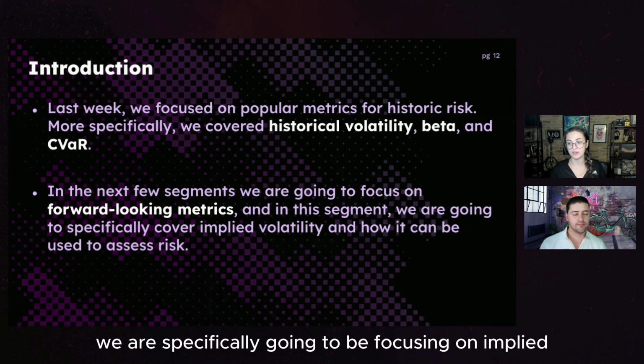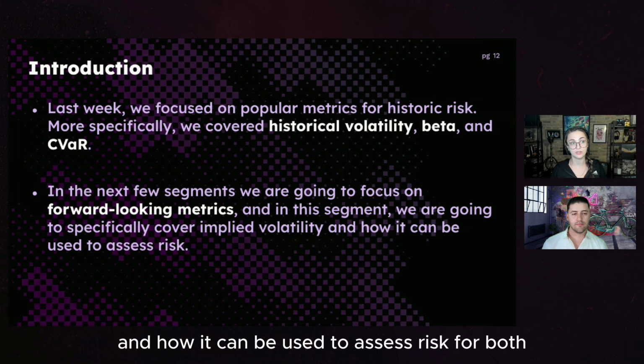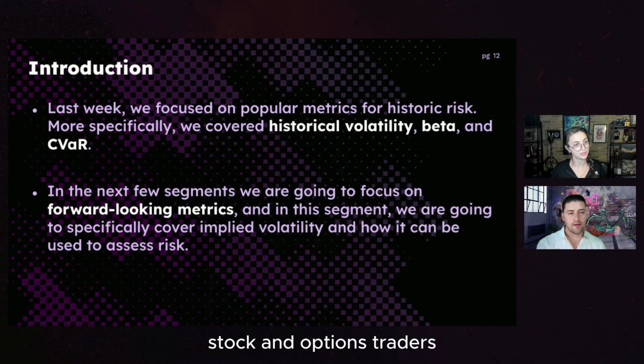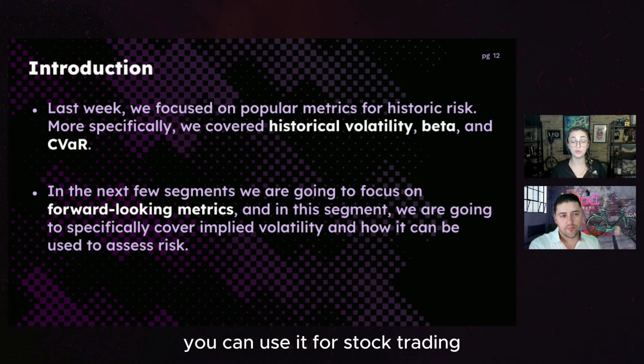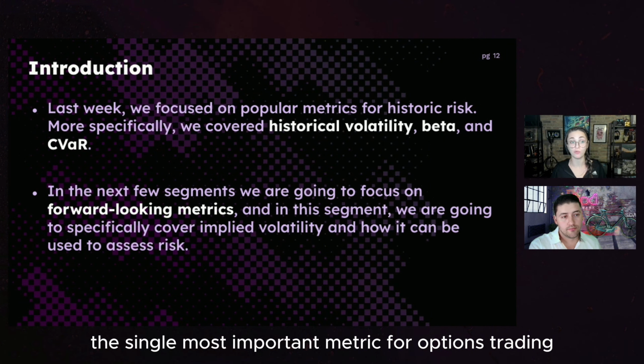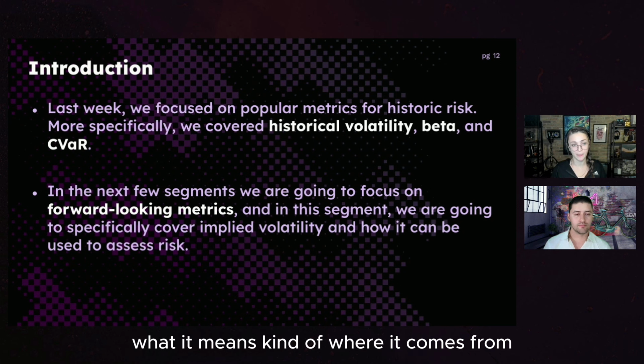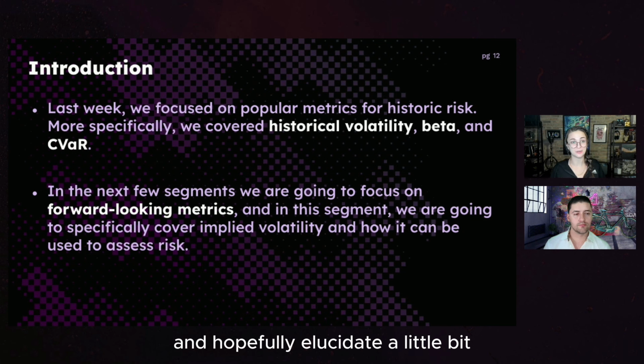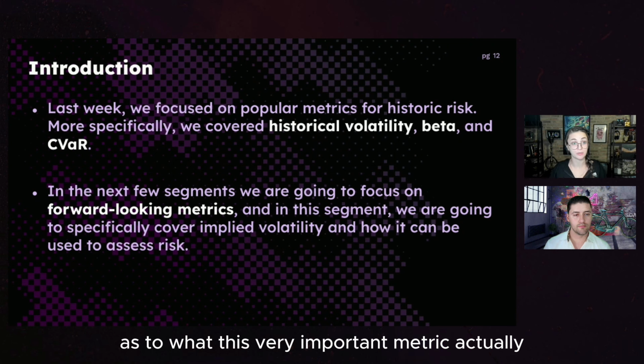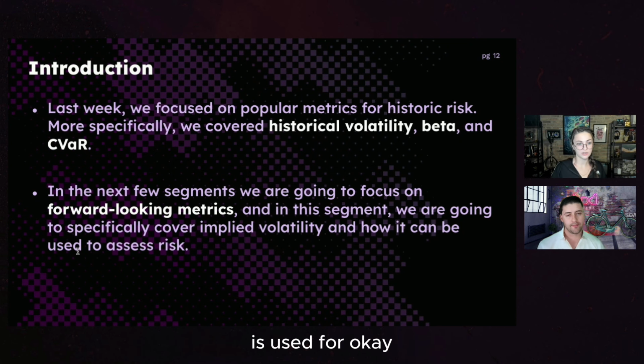In this segment, we are specifically going to be focusing on implied volatility and how it can be used to assess risk for both stock and options traders. You can use it for stock trading, but it's maybe the single most important metric for options trading. So this piece is really going to talk about what it is, what it means, where it comes from, and hopefully elucidate what this very important metric is actually used for. Okay, so let's hop into it.